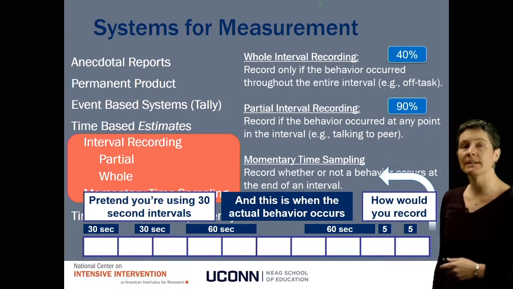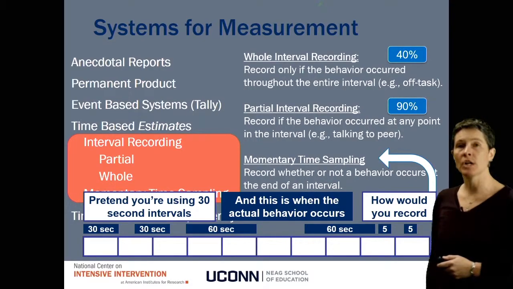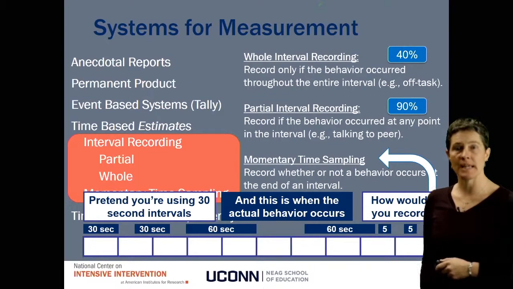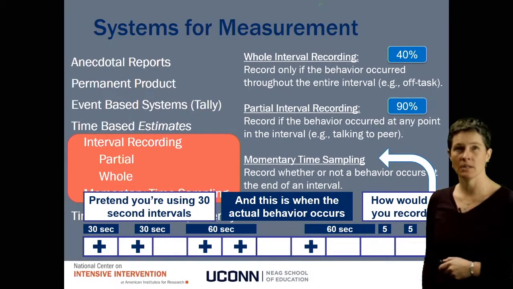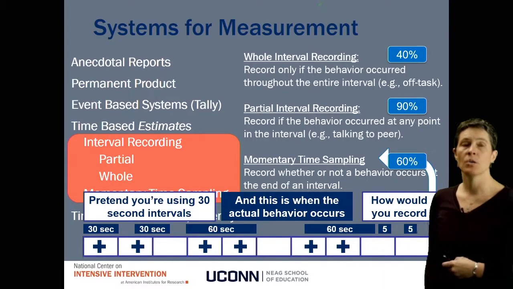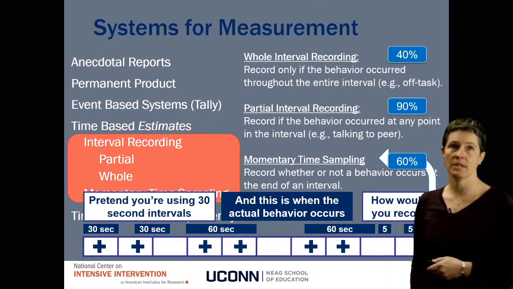If we're using momentary time sampling, we're going to look up at the end of each interval and determine whether or not the behavior was occurring then. So in this case, we would record that it happened here, here, here, here, here, here, and that's it. So in this case, we recorded the behavior during 60% of intervals.